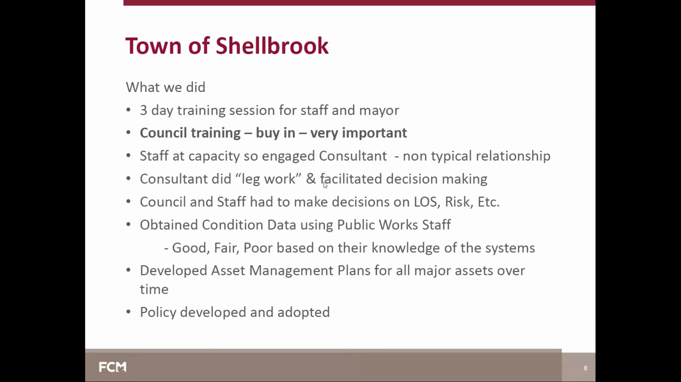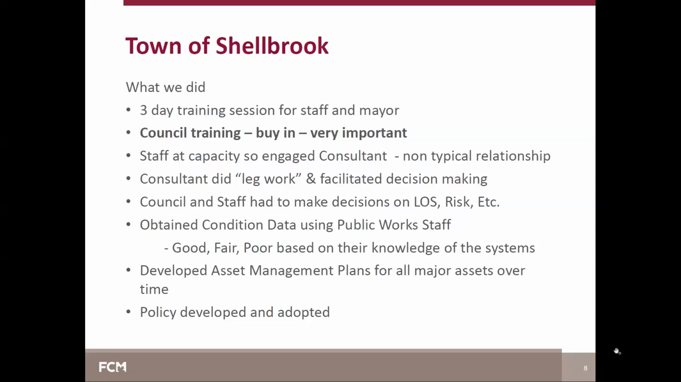We initially intended to do the work in-house, but as with many small municipalities, you find that your staff is at or slightly over capacity. So to move forward, we engaged a consultant, and I would describe that as a typical non-typical relationship. Our consultant did the legwork for us and facilitated any of the decision-making sessions, but council and staff had to make the decisions about things like level of service, risk, all of those kinds of decision points.